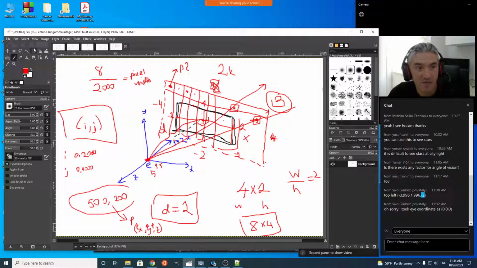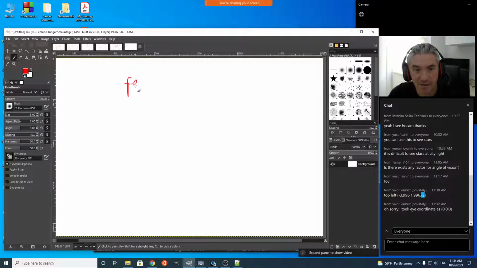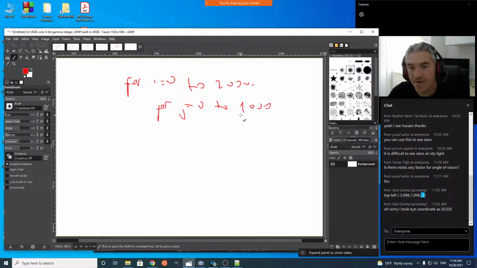Your main code is going to be like this. For i equal to 0 to 2000, for j equal to 0 to 1000. What are these two for loops? They are for every pixel. The whole entire ray tracing code will be inside this main loop.